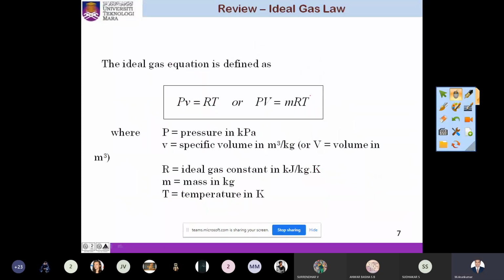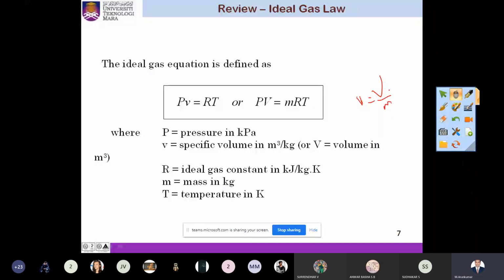Then this is for your review. So we know how the ideal gas equation is defined. Don't get confused: if P and V are in capital letters, there will be MRT. M is mass, R is the gas constant, and T is temperature. If v is in small letter, that is specific volume. So we can get small v by dividing capital V by mass, right? So small v is equal to capital V divided by mass.